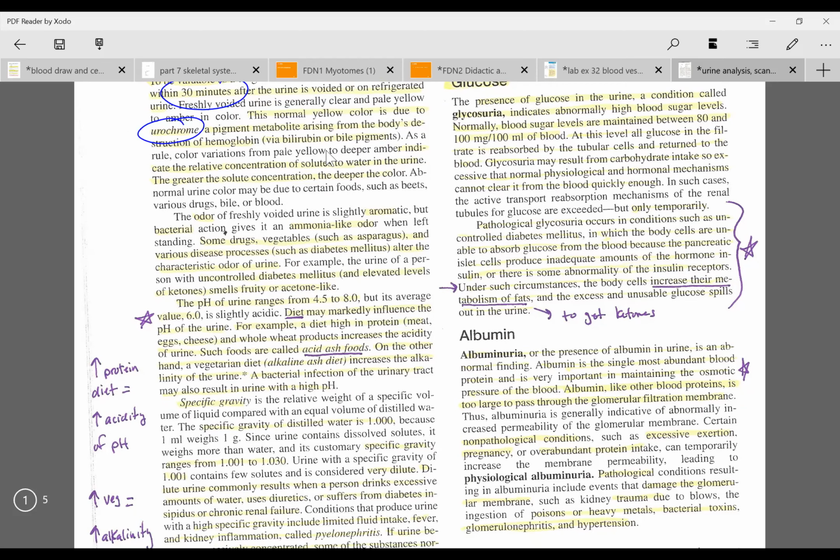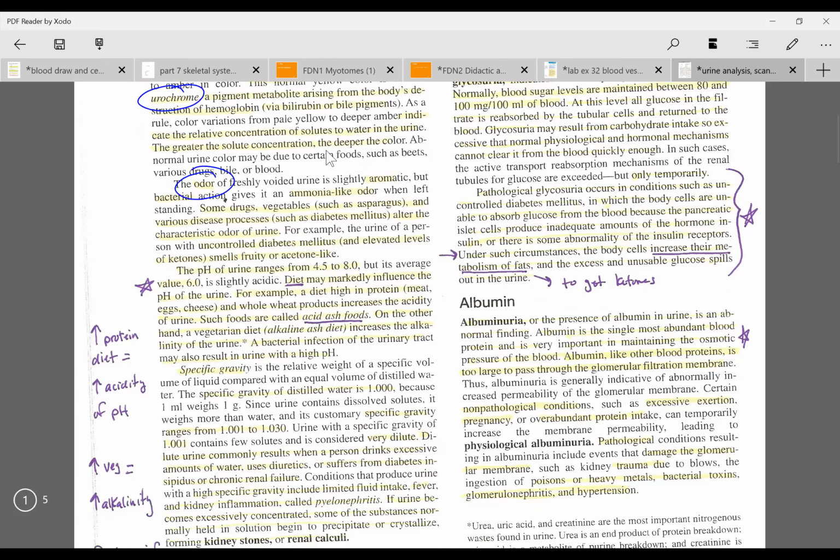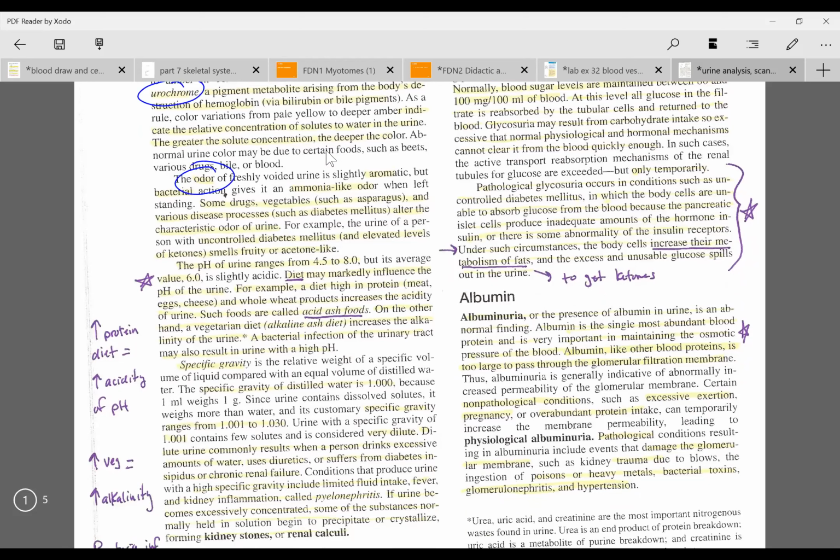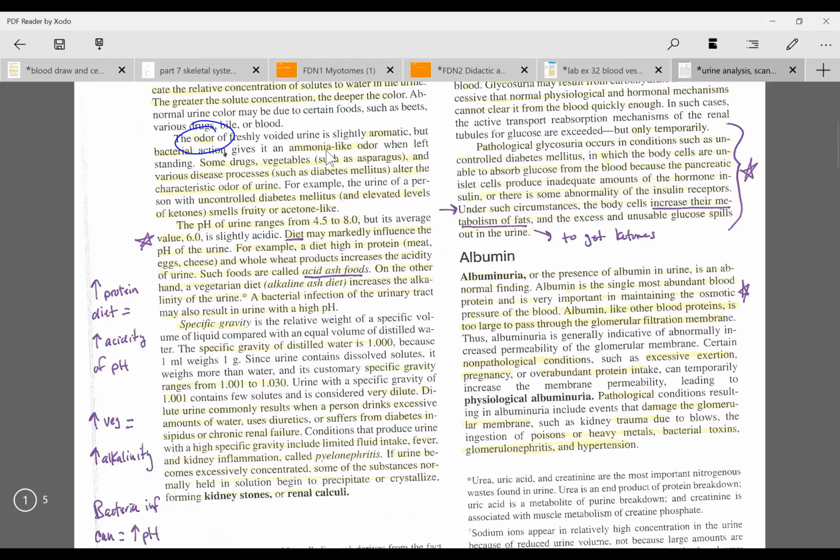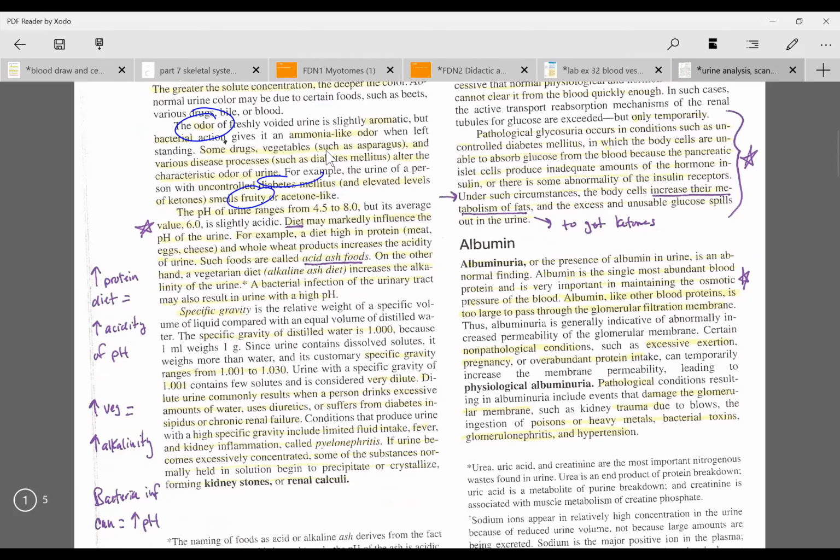You'll be looking for the odor. There is a certain ammonia-like smell to it. Diabetes can have more of a fruity or acetone-like smell.